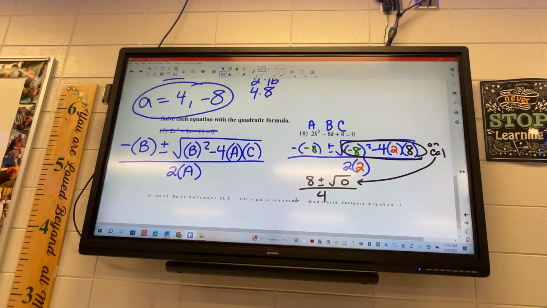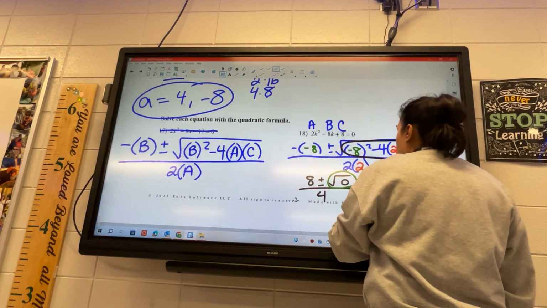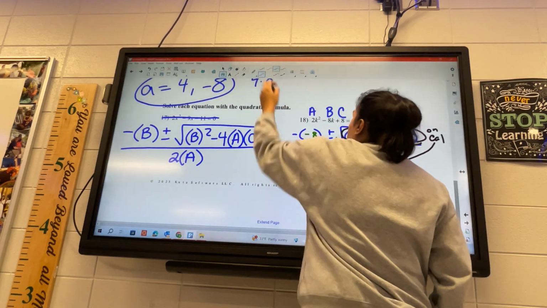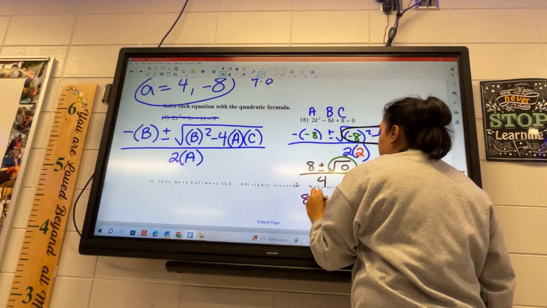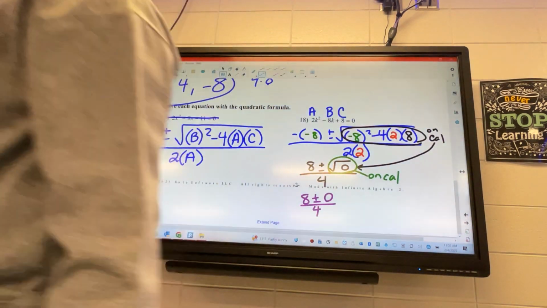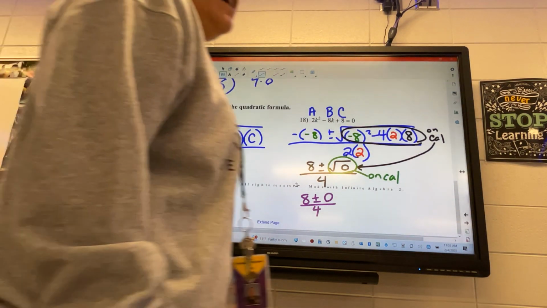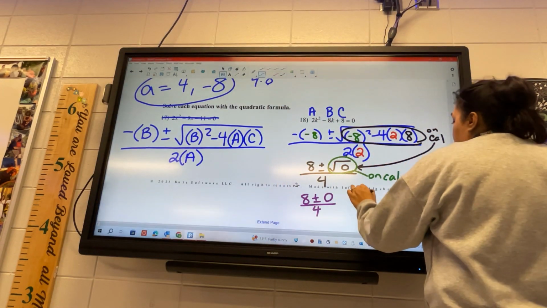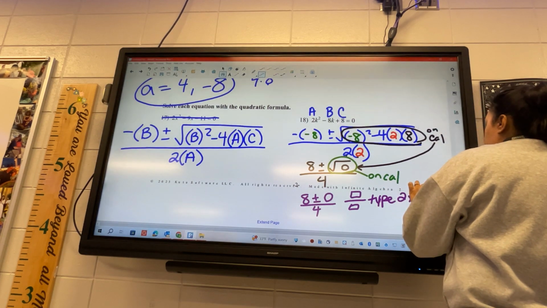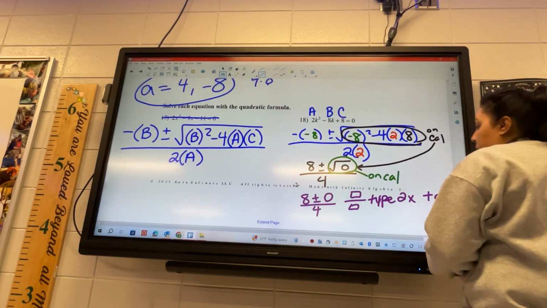Okay, and then you would type in the square root of 0 on the calculator, which is 0. So we're going to get 8 plus or minus 0 over 4. We hit our fraction button and type it in 2 times, 1 with a plus and 1 with a minus, if you need the notes.